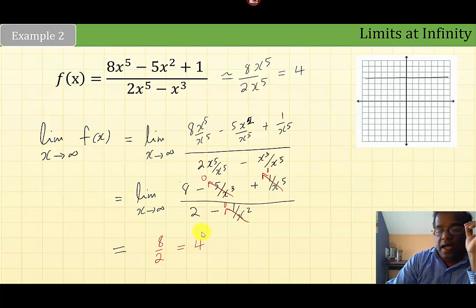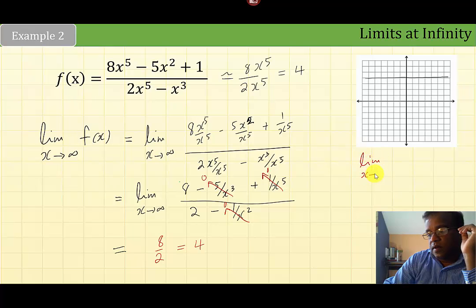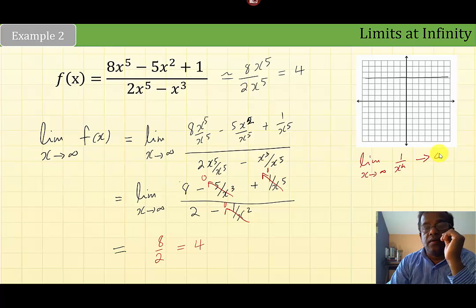So whenever we have a rational function and we need to find the limit at infinity, the strategy is to divide both numerator and denominator by the highest x to the power in the denominator, and then simply use, at the end, this rule: the limit as x goes to infinity of 1 over x to the n approaches 0.